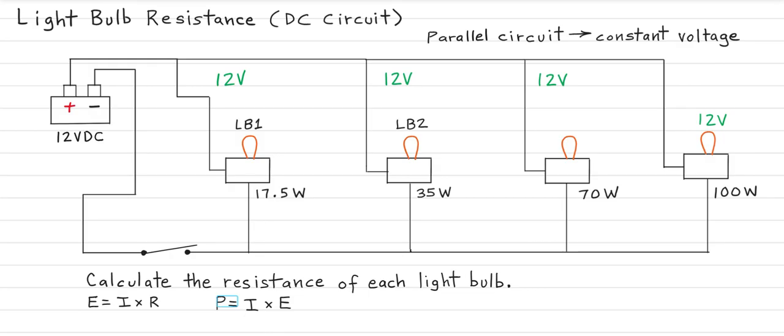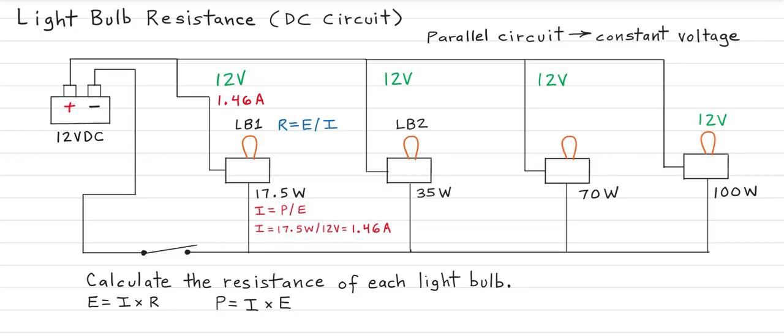So for light bulb number 1, we can rearrange the wattage formula to solve for current. So we can divide the wattage of light bulb number 1 into the voltage and calculate 1.46 amps of current at light bulb 1.